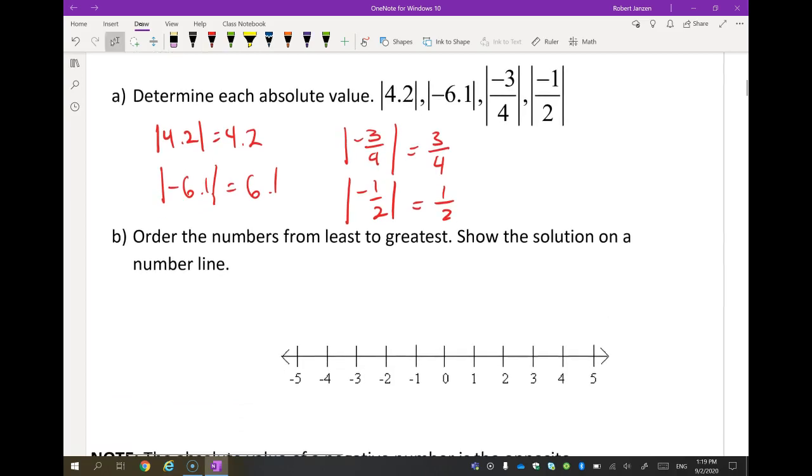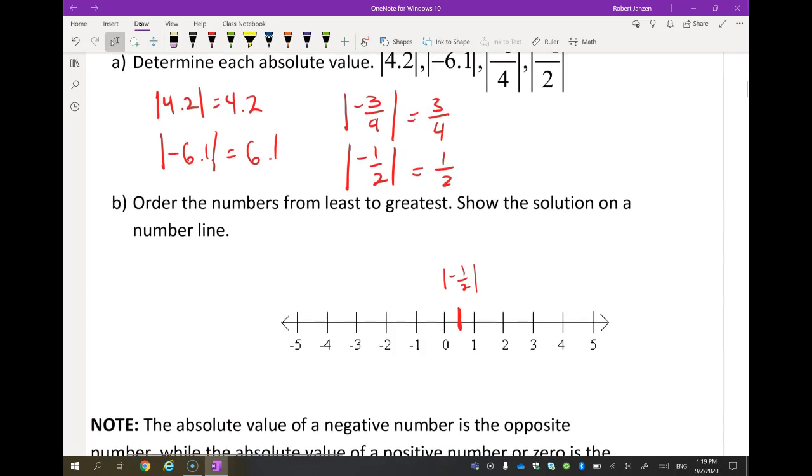So that's how to evaluate them. Now let's order these numbers from least to greatest. Well, which one of these numbers is the smallest? I think 1/2. So let's put 1/2 here. This is the absolute value of negative 1/2. That's the smallest one. Okay, what comes next?